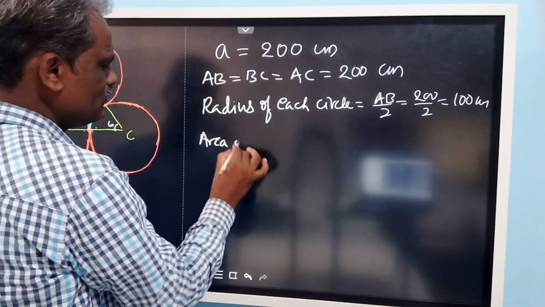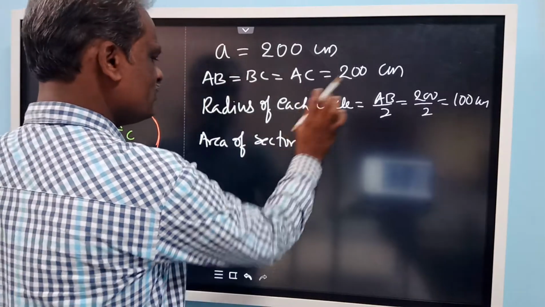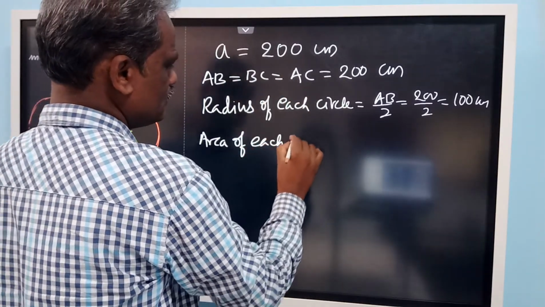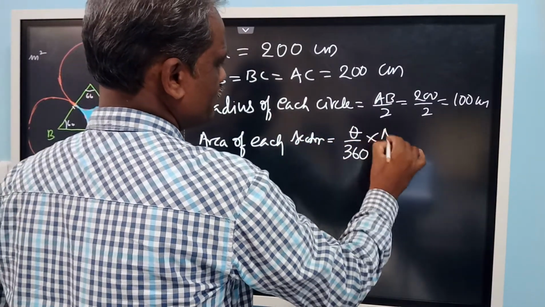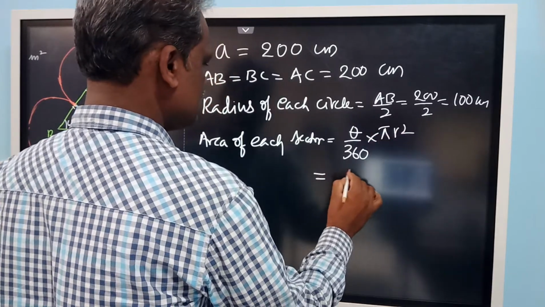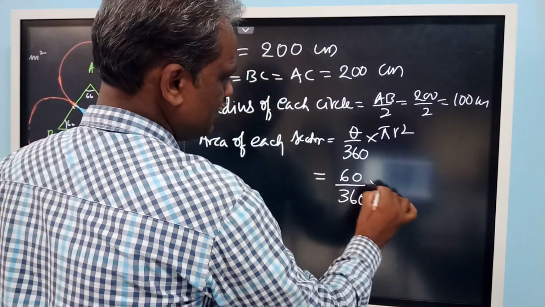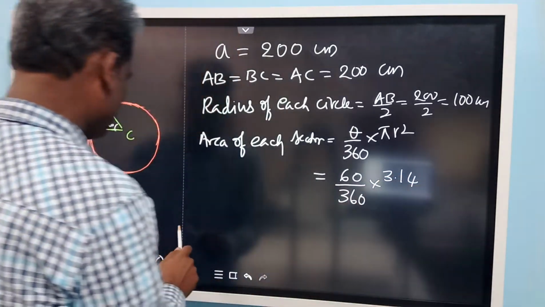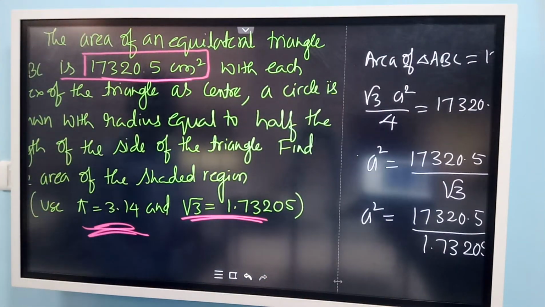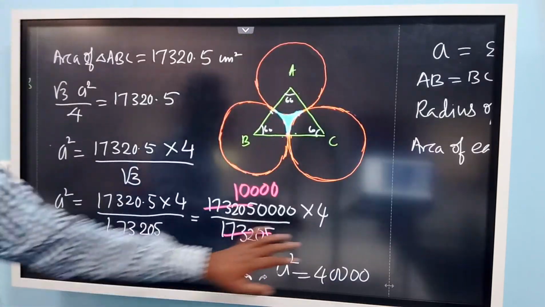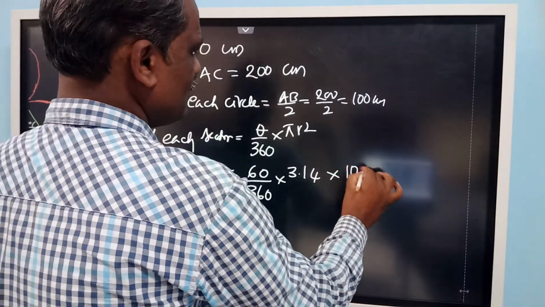Area of each sector is equal to theta by 360 into pi r square. Theta here is 60 degree, because it is an equilateral triangle making 60 degree, divided by 360, into pi. You have to use 3.14 because it is given. So use pi value as 3.14 into radius square, which is 100 square.